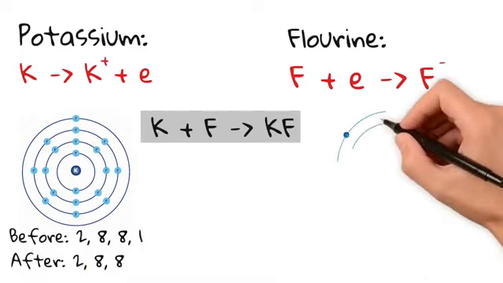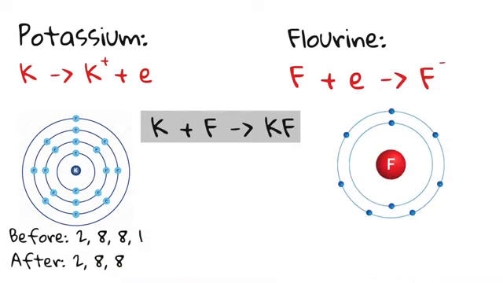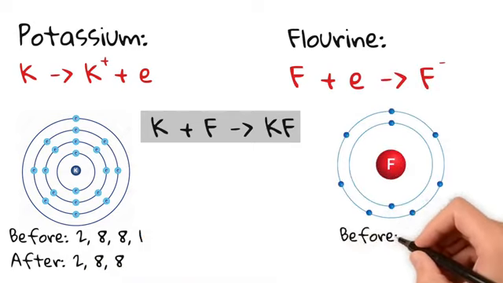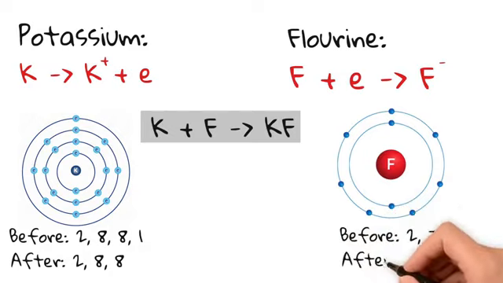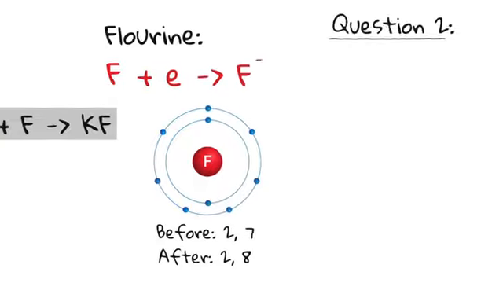Fluorine is in group 7 and period 2. So its electron configuration is 2, 7. After gaining 1 electron, it becomes 2, 8.